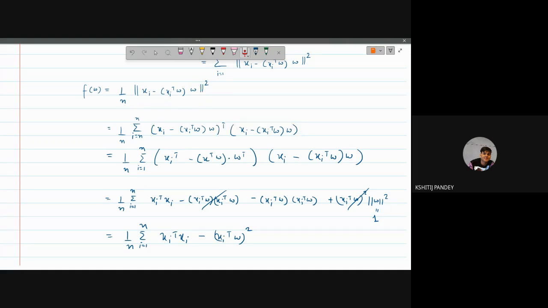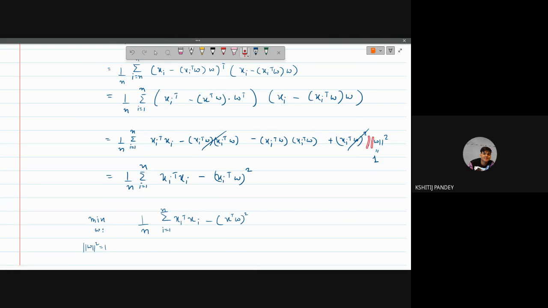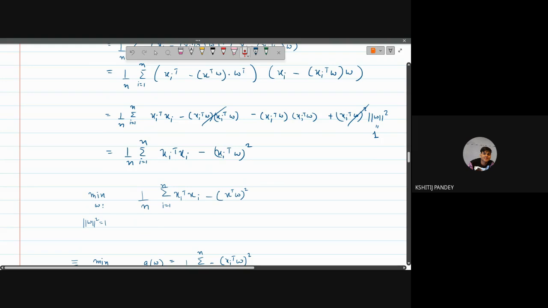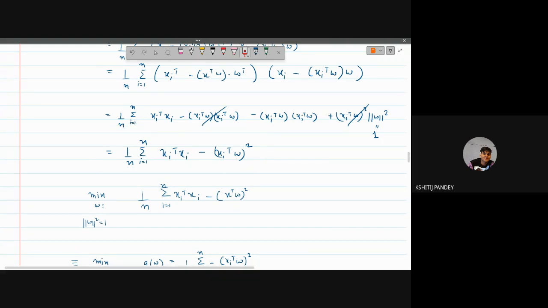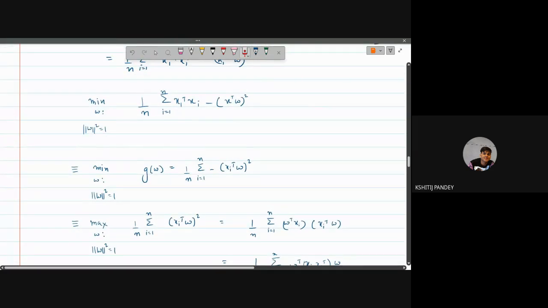Now just do simplification, multiply this W inside. We already did this calculation yesterday. This is simplification only, and note that here norm square of W is equal to 1. So on simplification we will get this function, and we want to minimize this. So just pay attention here. We want to minimize this function.